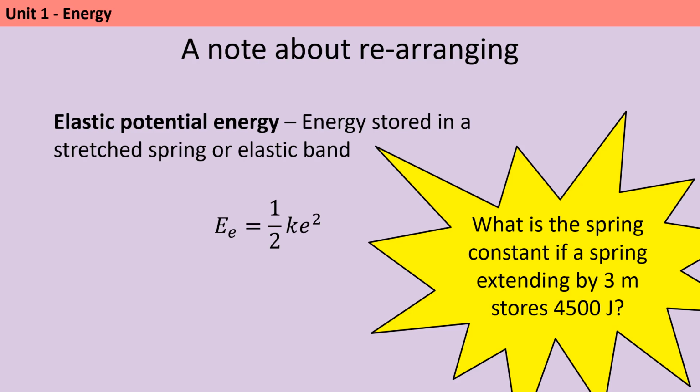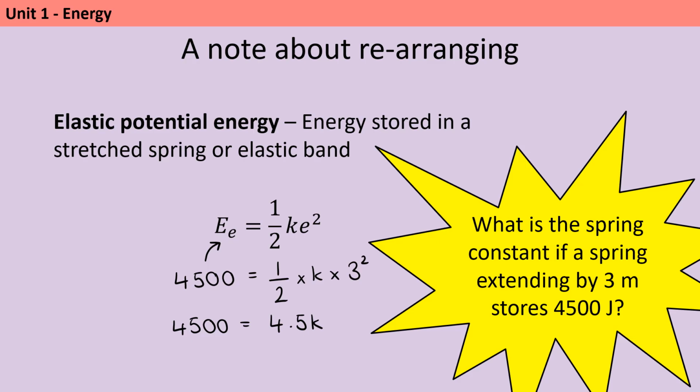So if I had a question that asked me about the spring constant, which is that k, then what I could do is put in all the numbers I know and then solve for k. So say I know that it's storing 4,500 joules of energy. That's going to be equal to half times k, the spring constant that I want to work out, times 3 squared. So if I simplify this through, then I get 4,500 is equal to 4.5k.